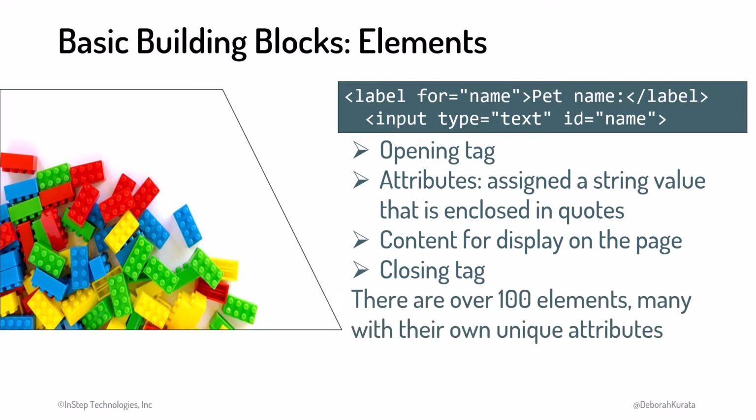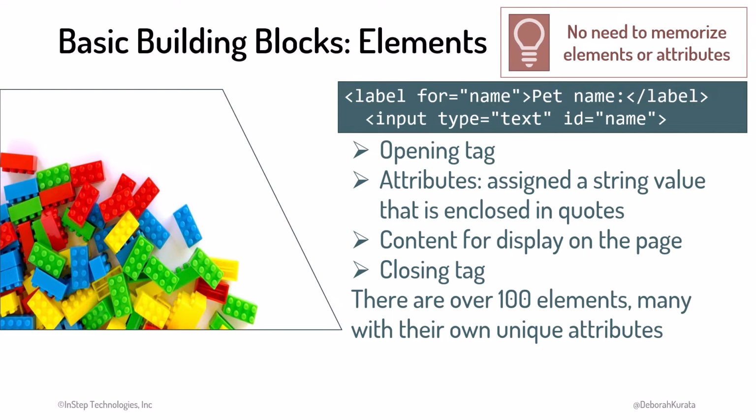There are over 100 HTML elements, many with their own unique attributes. We didn't cover all of them, but enough for you to build a firm foundation of HTML knowledge. And here's a tip. You don't need to memorize these elements and their attributes because they are fully documented in several places on the web. I recommend using the developer.mozilla.org website, or MDN, for the most complete and up-to-date HTML information. See the lesson links throughout this course for suggested links.